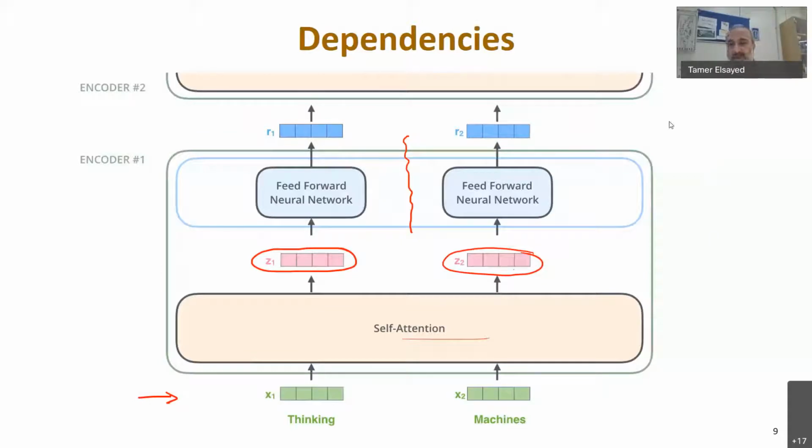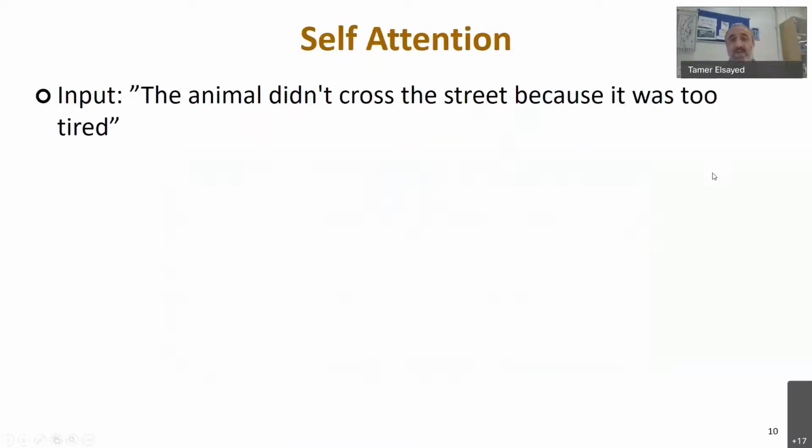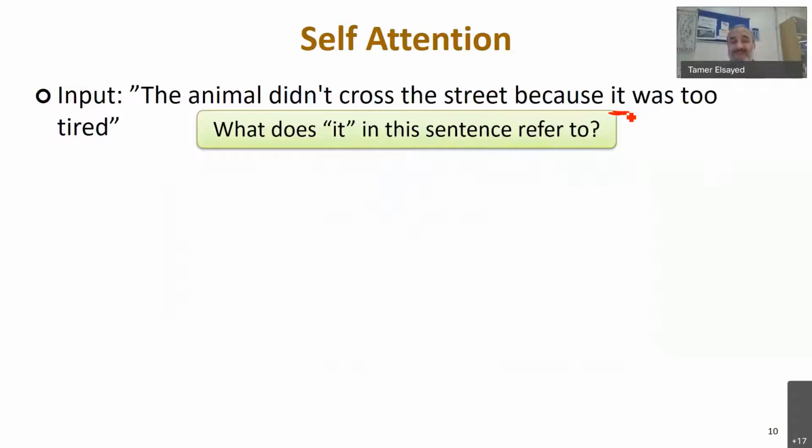Okay, so let's move on. Now let's talk about self-attention. Look at this sentence: The animal didn't cross the street because it was too tired. Now, if I asked you, what does "it" in this sentence refer to? What is your answer?